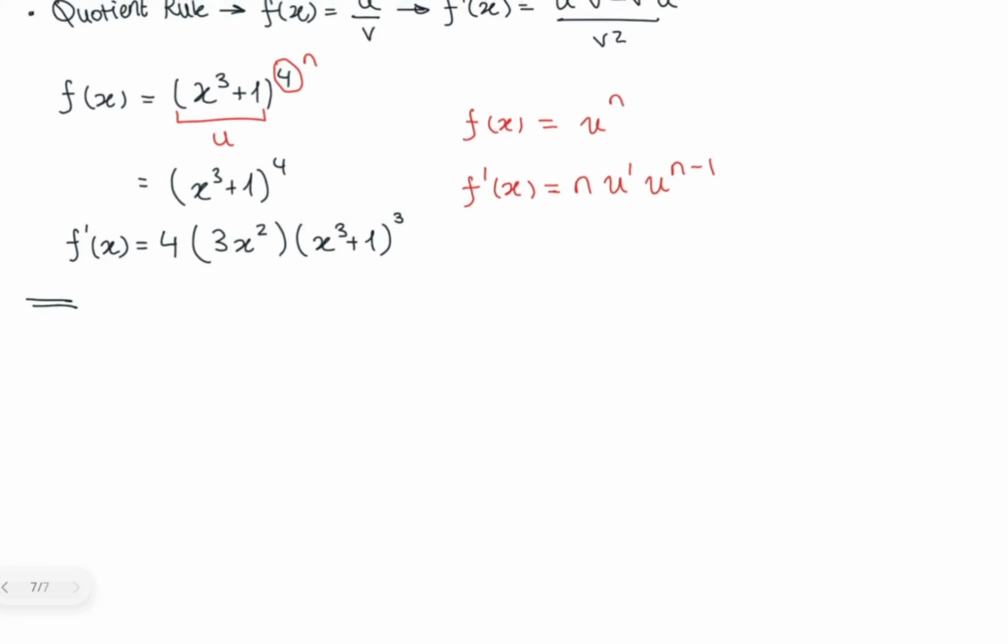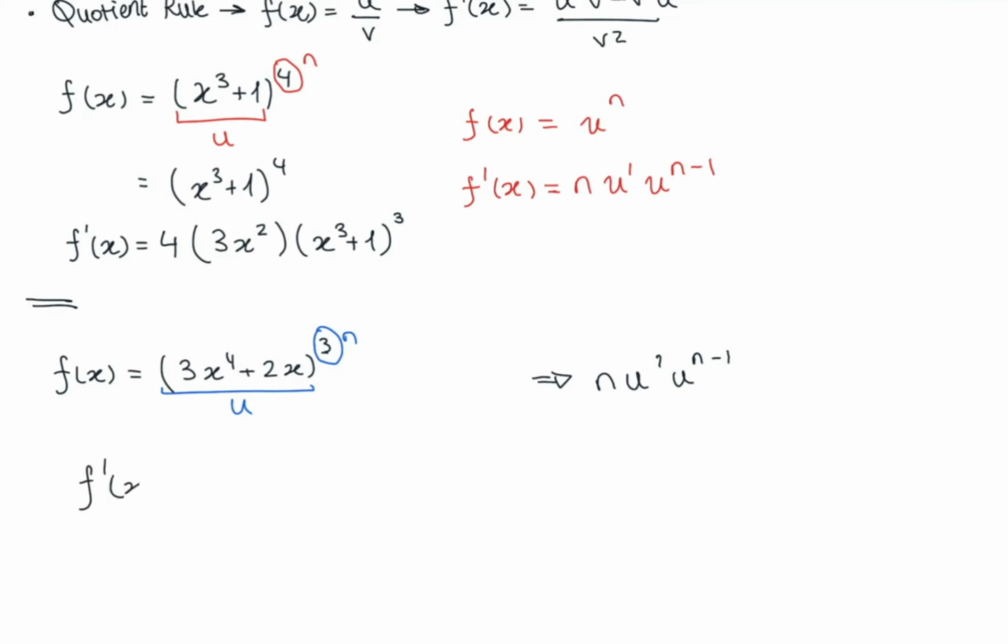Let's do another example. We always take the component to be u and the power to be n. Now, applying the chain rule tells us n u prime u to the n minus 1.